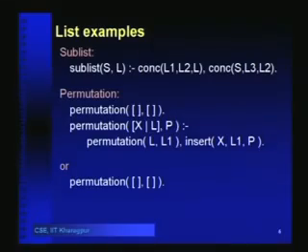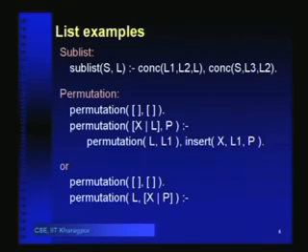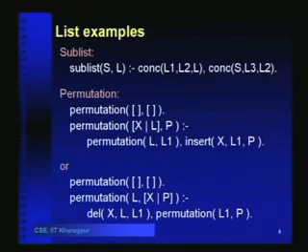There is another way of writing permutation, and that is using delete, as you were asking just now. You can write it in terms of delete, where you say that L is a permutation of x bar p, provided that by deleting x from L, we get L1, and then L1 is a permutation of p.